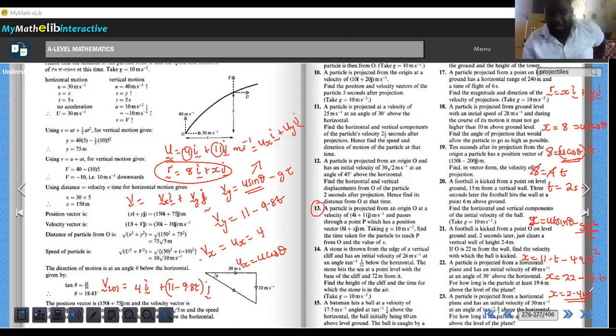Let me look also at number 19 so that I close the vectors off. Number 19 talks about 10 seconds after its projection from the origin, a particle has a position of that. I want to rub off that, first screenshot that.